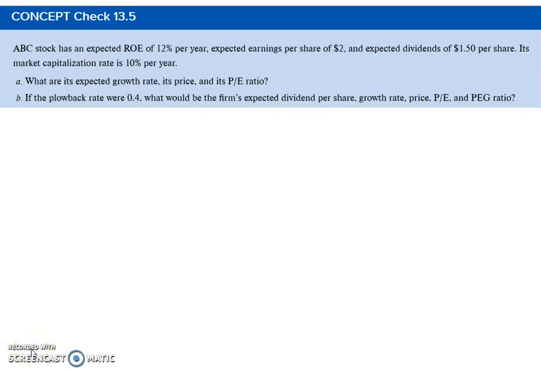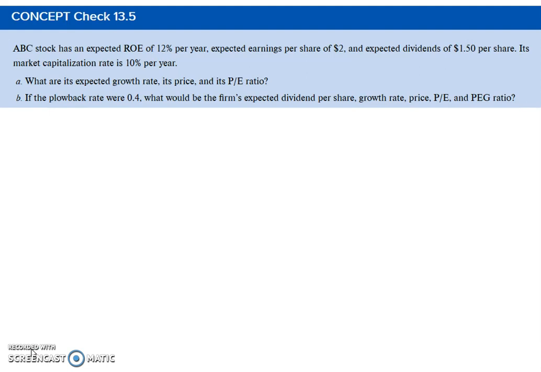Okay, so we're going to work through concept check 13.5 here. We've got ABC stock. It's got an expected ROE of 12% per year. Earnings per share is $2. Expected dividends are $1.50 per share. These would be forward earnings, meaning the coming year's earnings and dividends. Market capitalization rate is 10% per year.